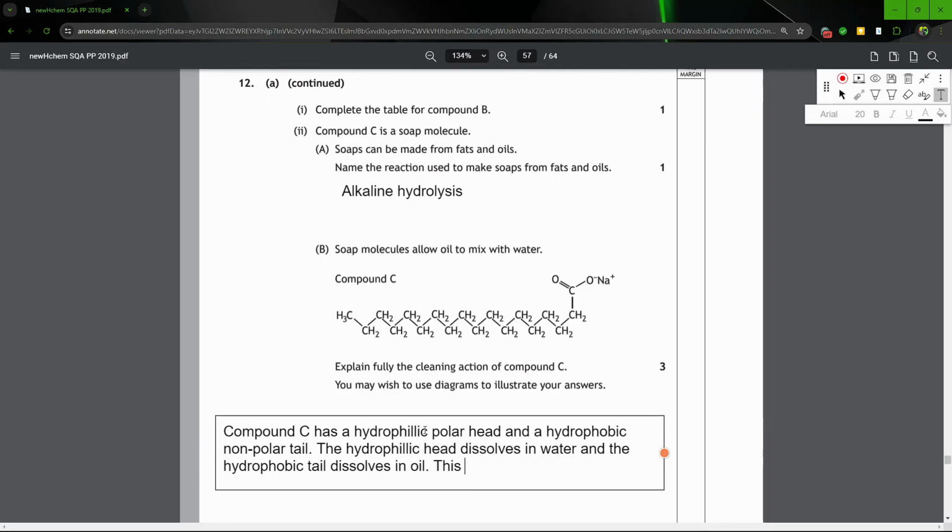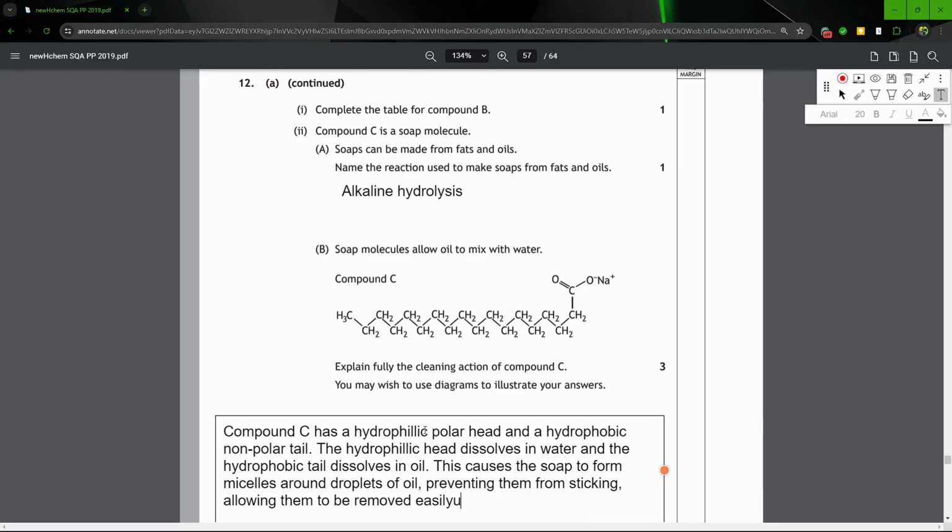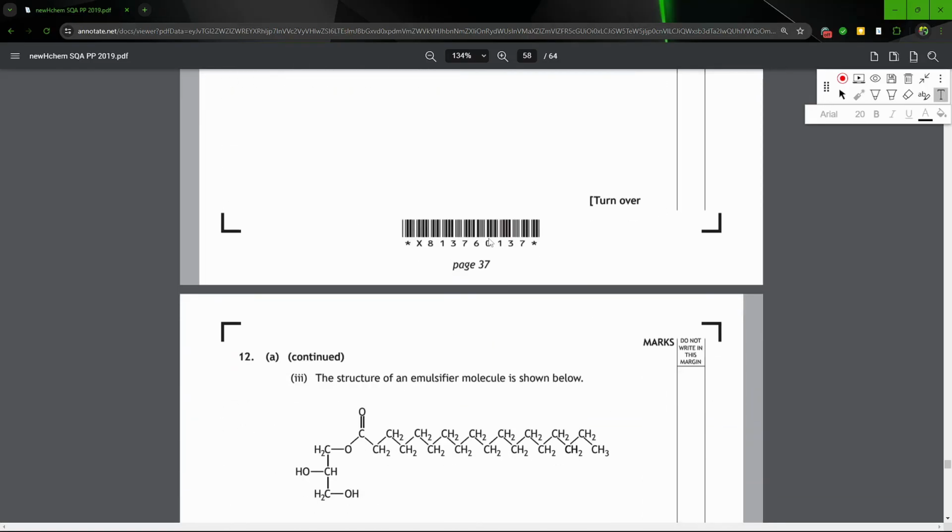This causes the soap to form micelles around droplets of oil, preventing them from sticking, allowing them to be removed easily. And I believe that's all 3 marks done and dusted. And I'm getting tired, so I'm not going to do any more.